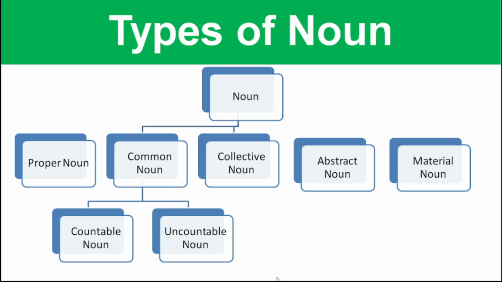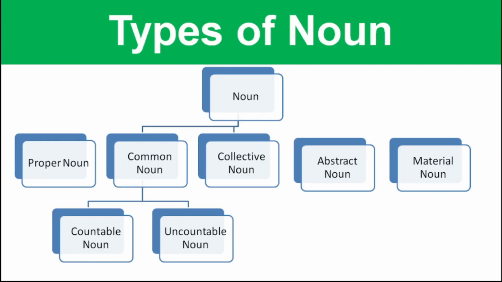The first one is a proper noun, the second is a common noun, the third one is a collective noun, then abstract noun, then a material noun. Here the common noun is again subdivided into countable noun and uncountable noun. We'll go in detail one by one. Hope this diagram is very helpful to you to understand the types of the noun. Let's look at the proper noun.